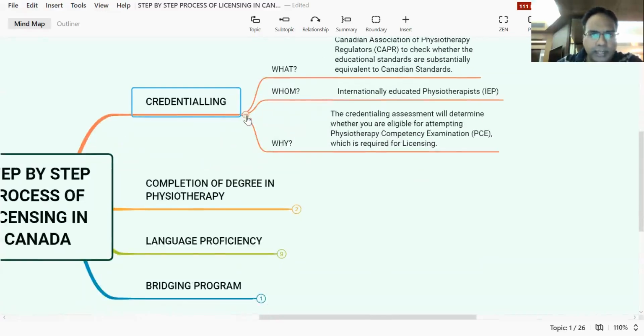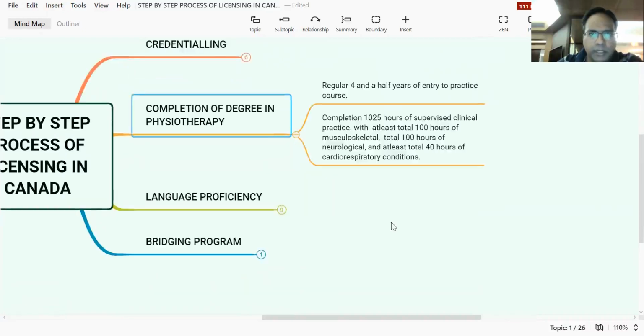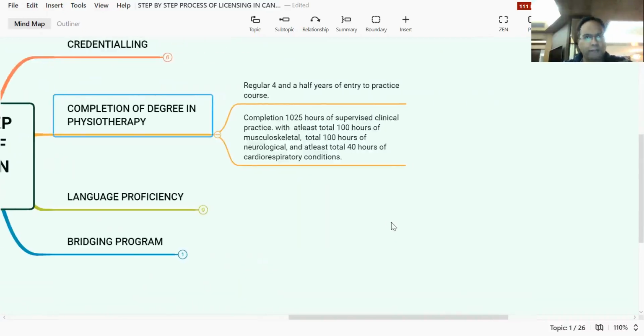Now, the other thing is the completion of a degree in physiotherapy. This is usually a 4.5-year bachelor's program, which is the entry to practice course. In certain countries, like the US, the entry to practice course is the Doctor of Physiotherapy, which is required to start practicing as a physiotherapist.